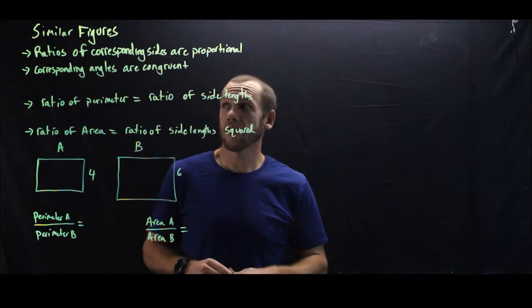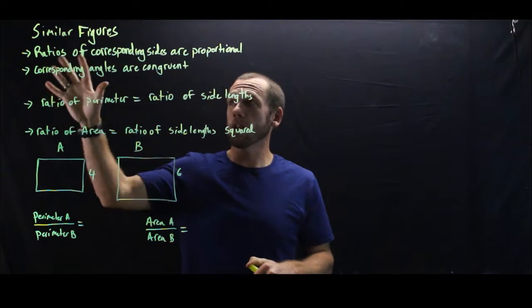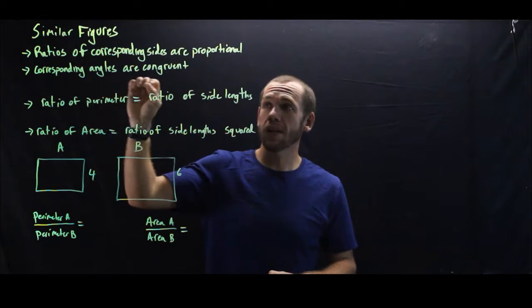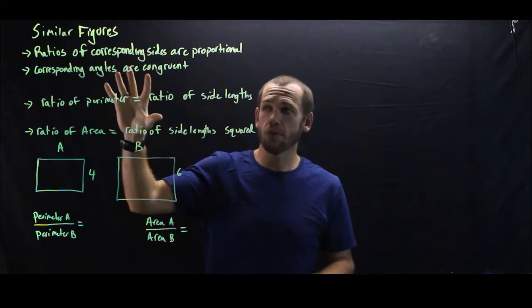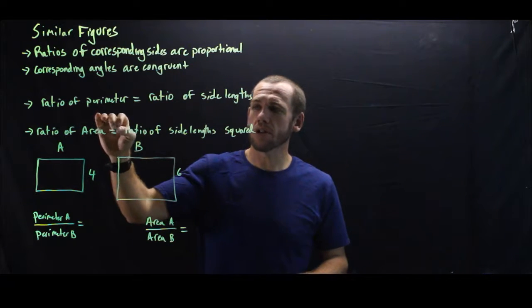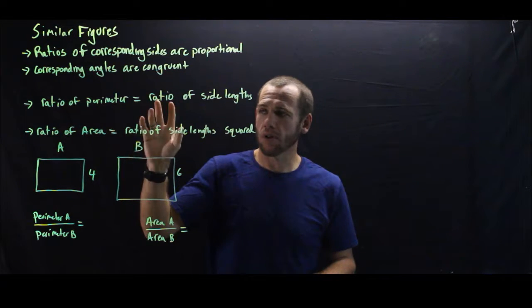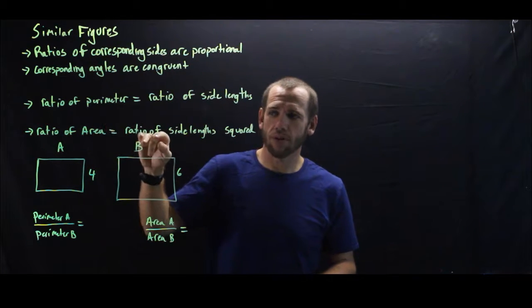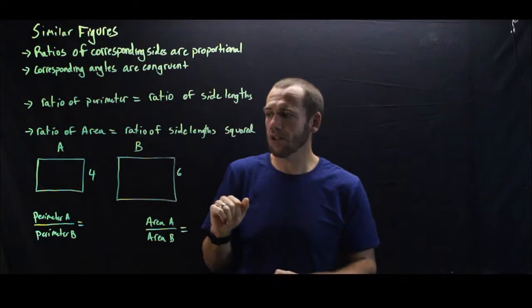In this lesson, we're going to look at similar figures. Now, quick review, we know that the ratios of corresponding sides on similar figures are proportional and corresponding angles are congruent. That's what it means to be similar. Now, we also learned that the ratio of the perimeters is equal to the ratio of the side lengths when figures are similar, and that the ratio of the areas is equal to the ratio of the side lengths squared. So let's look at what that means.